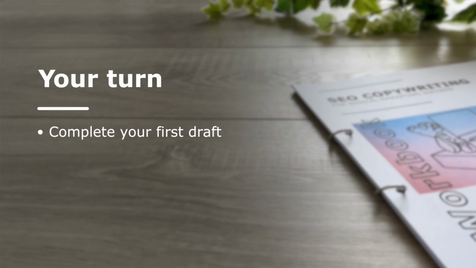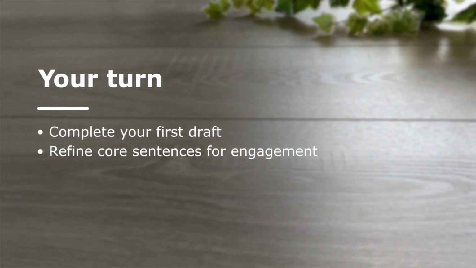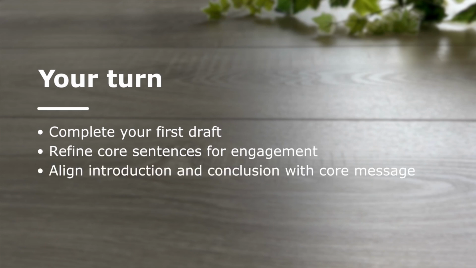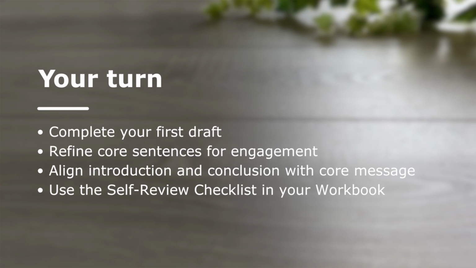Before you move on to your next lesson, complete your first draft using the methodical approach we've covered. Begin by converting your outline into a draft within your chosen writing app or platform. Pay special attention to your core sentences, making them as compelling as possible, and ensure that your introduction and conclusion are aligned with your core message. Use the self review checklist in your workbook to make sure you've covered everything.